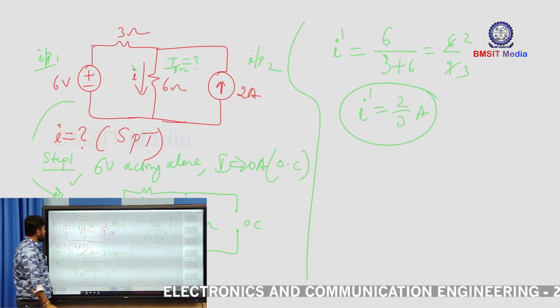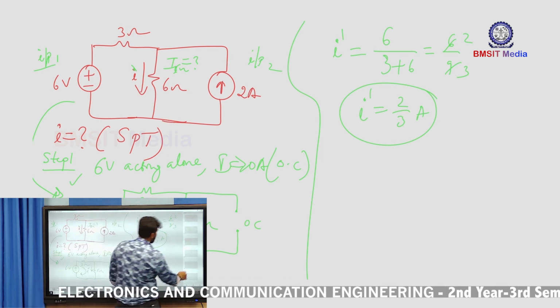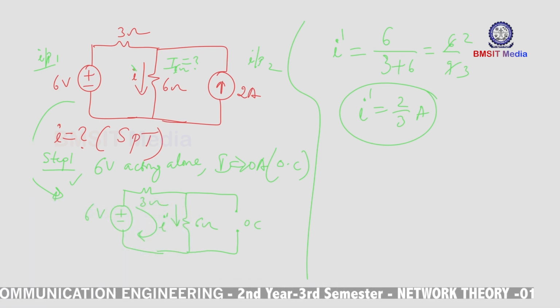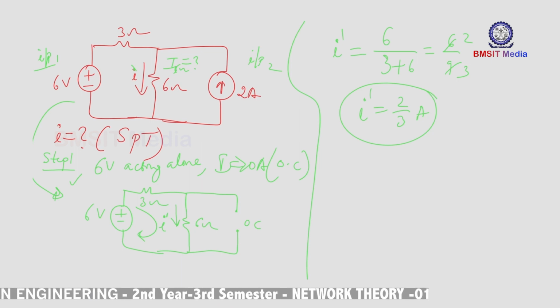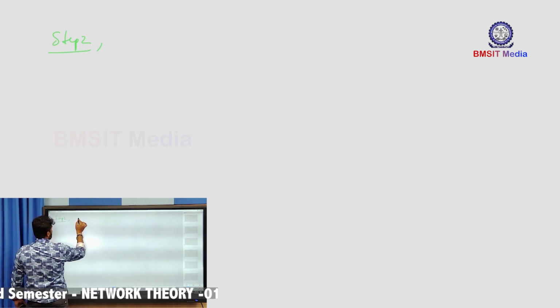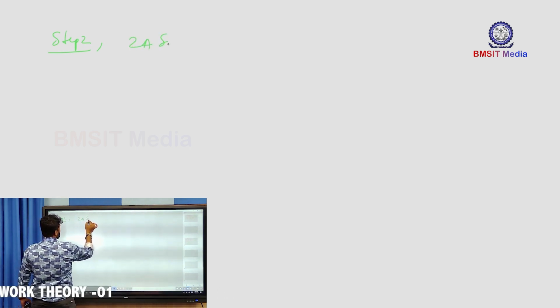Now the step 2, you consider the other case. What is the other case now? Now, you consider the 2 ampere source acting alone. Step 2, consider the 2 ampere source acting alone. Now, make the other voltage source, the 6 volt source, a short circuit. So, now what is the resultant network?